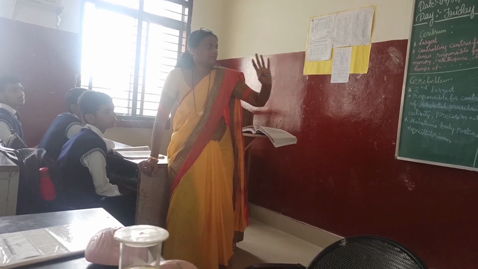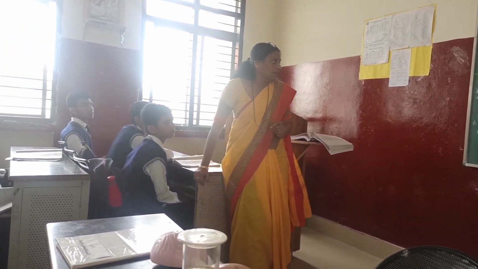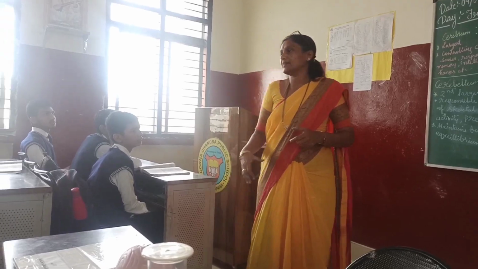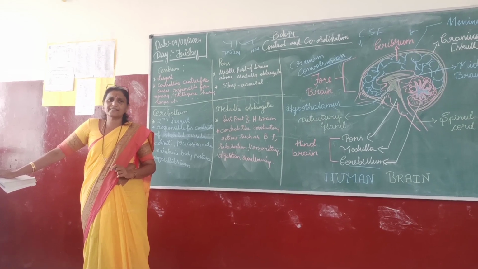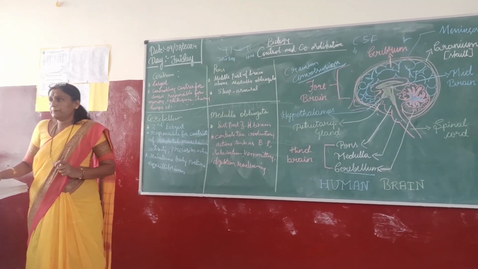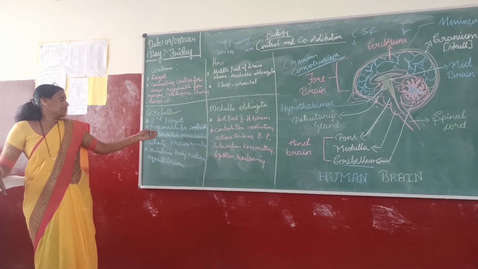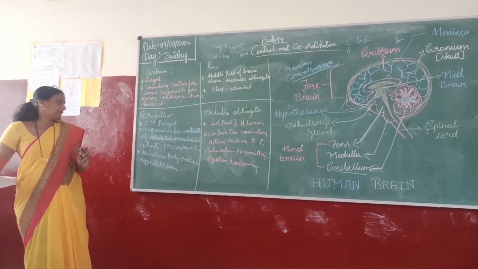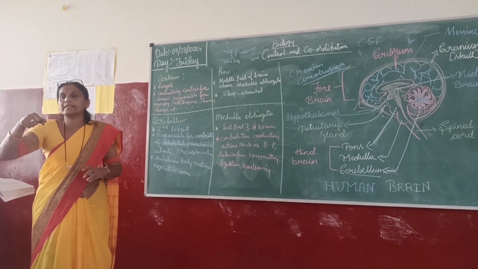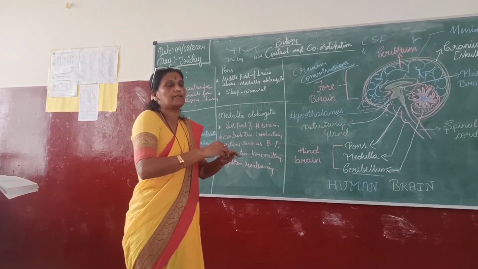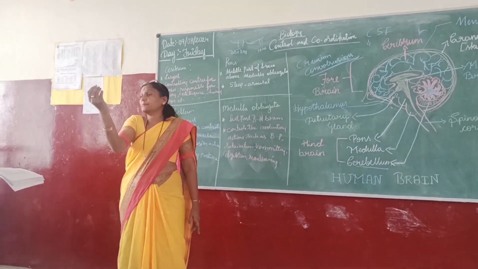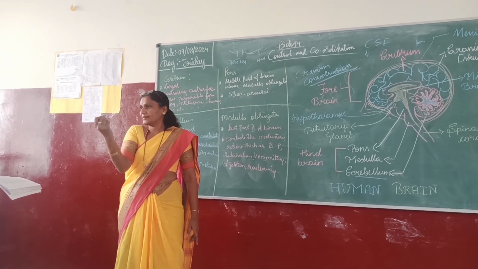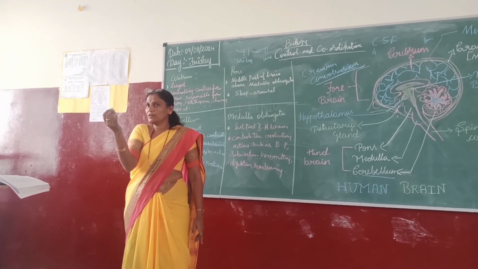And here the cerebellum, children, is responsible for the control of skeletal muscles. Now let us study the cerebellum once again. Cerebellum is the second largest part of our brain, and it is responsible for the control of skeletal muscle and also precision activity. Precision activity means, for example, if you want to hold this piece of chalk, children, your cerebellum will be controlling that. Who will control? Cerebellum.